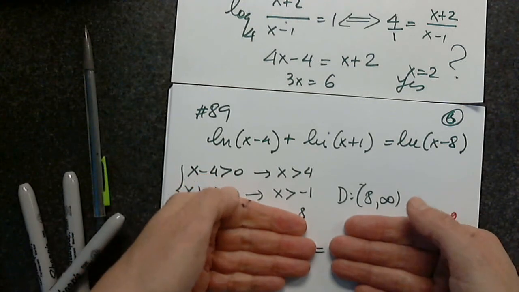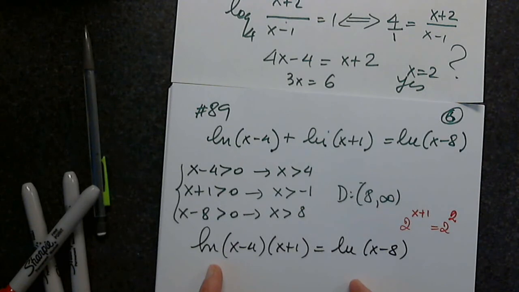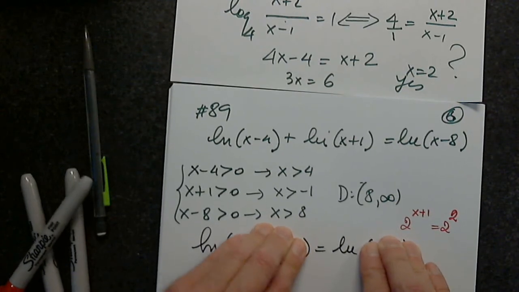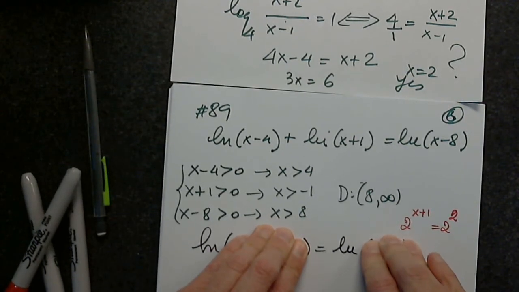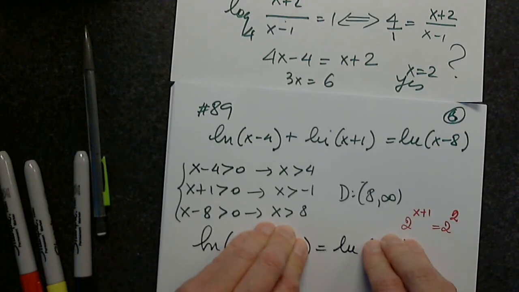2 logs in the same base are equal. What has to happen to the quantities they are applied to? Can this one be 5 and this one 10? No, because ln 5 does not equal ln 10. So what has to happen with these 2 quantities? They have to be equal.